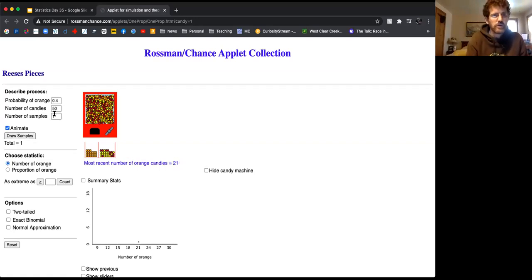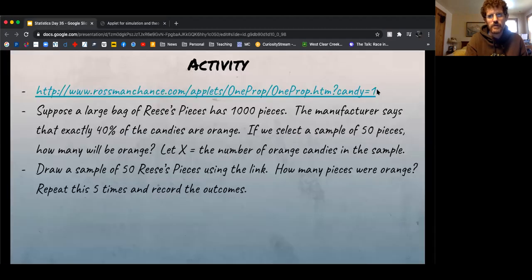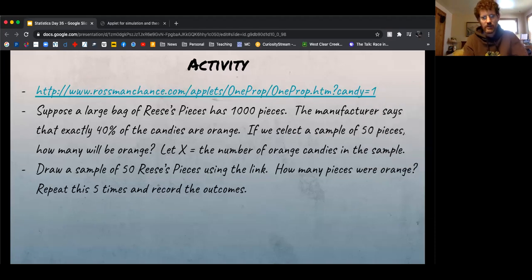What I want to do is run this 5 times total. You can either hit draw sample again and do this 5 times, or do another 4 after that, or you can just say do 5 of these for me. So I want you to each get your own 5 samples of 50 each with a 0.4 probability. Let me paste this link in the chat and you guys can go for it.